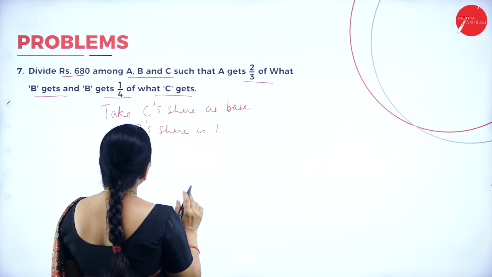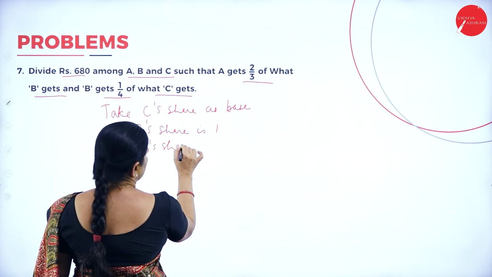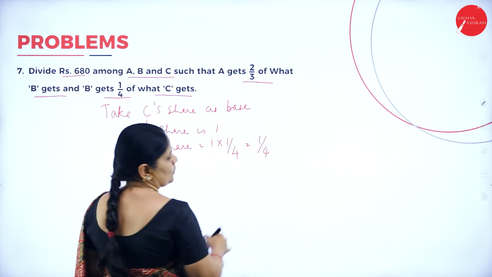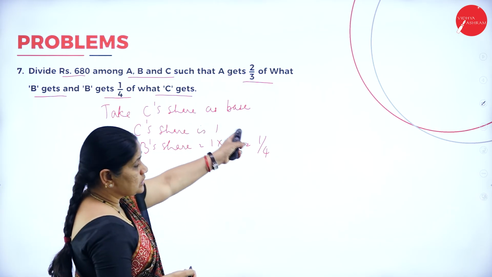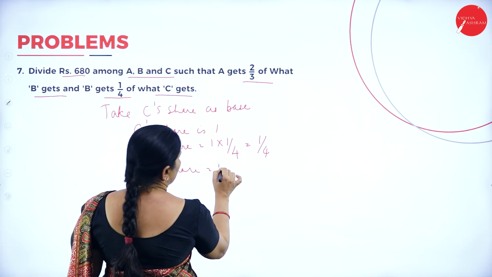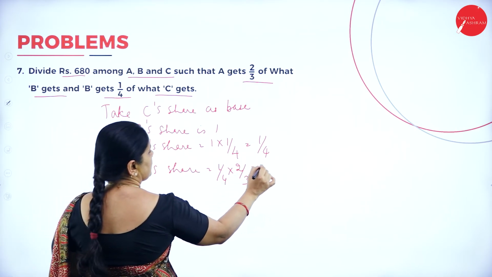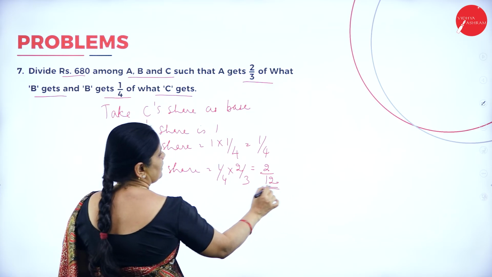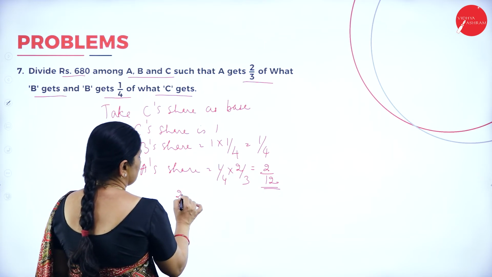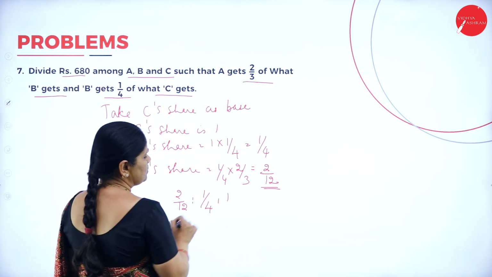Then, B will get 1/4 of C. Then, B's share will be 1 into 1/4, that is 1/4. And A's share will be 2/3 of B's share. So, A's share will be 1/4 into 2/3. So, this will be equal to 2/12. So, A's share is 2/12. So, I can write it as 2/12 is to 1/4 is to 1.